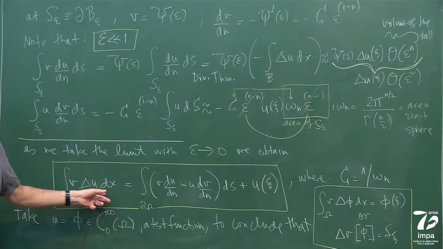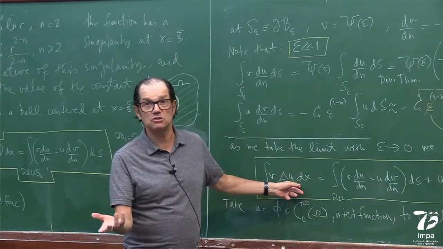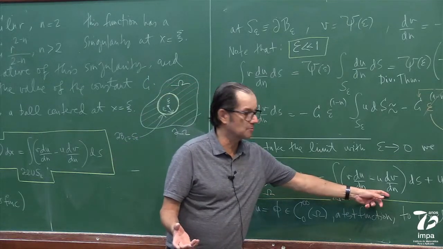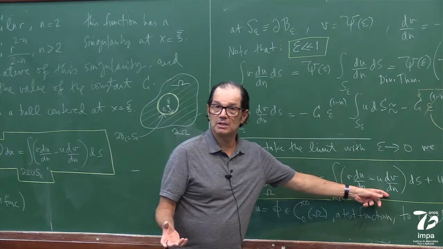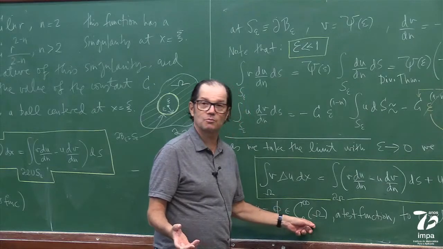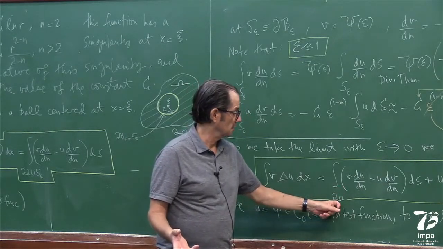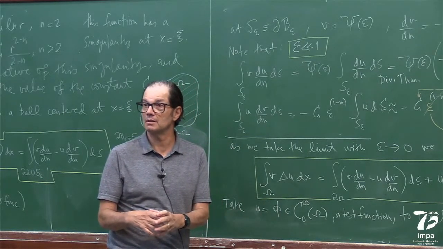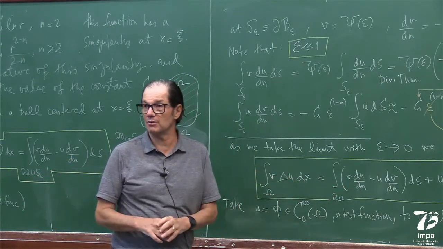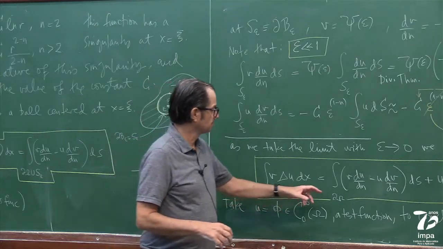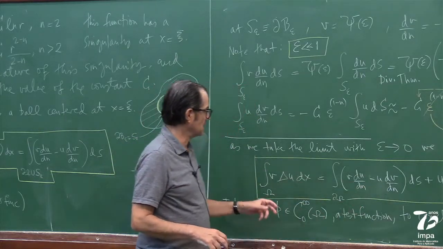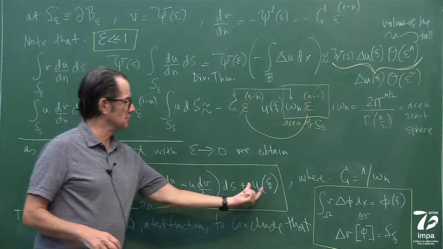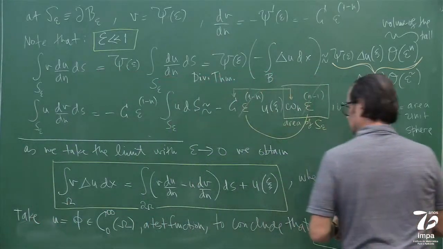Why? I did a jump. I went fast. But it's simple. This guy disappears because this function has compact support, so it has nothing on the boundary, because its support is inside the domain. So it's already 0 on the boundary. Okay? So this term disappears, and I'm left with this is equal to that. Here it is.